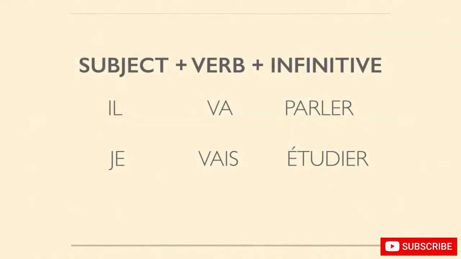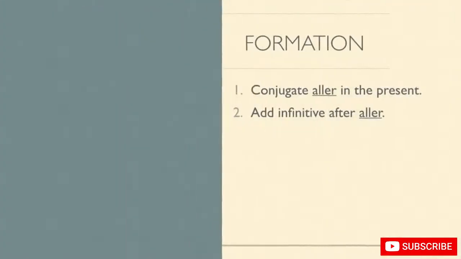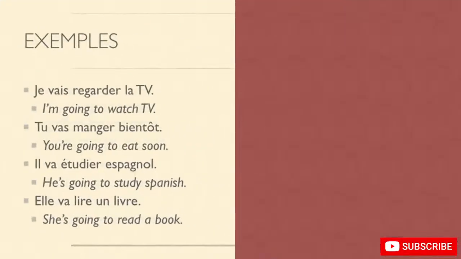So you can see here that il va parler is an example of the futur proche. So you have the subject, the verb, and the infinitive. Il va parler. Je vais étudier. So how do you form it? So you conjugate aller in the present tense, so je vais, tu vas, il va, etc., and then you add the infinitive after aller. So some examples are je vais regarder la télévision, tu vas manger bientôt, il va étudier espagnol, elle va lire un livre.